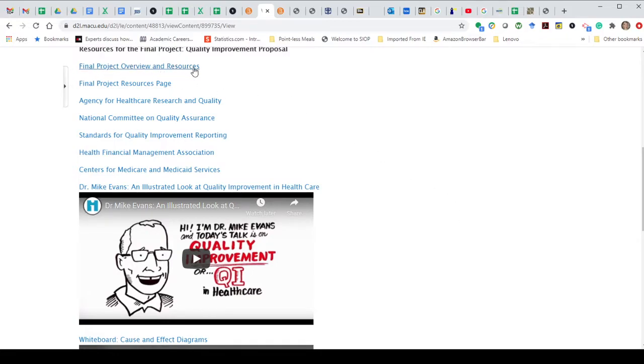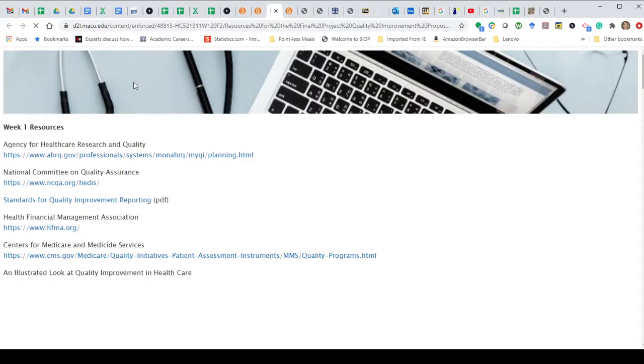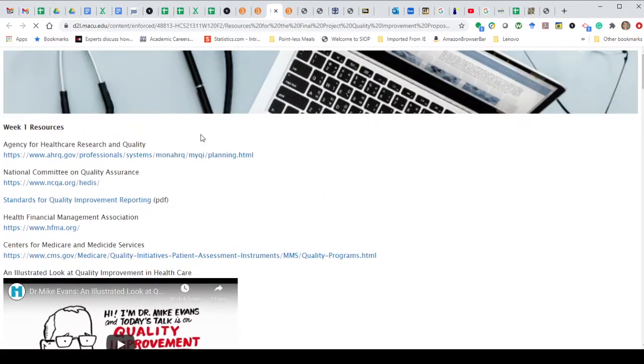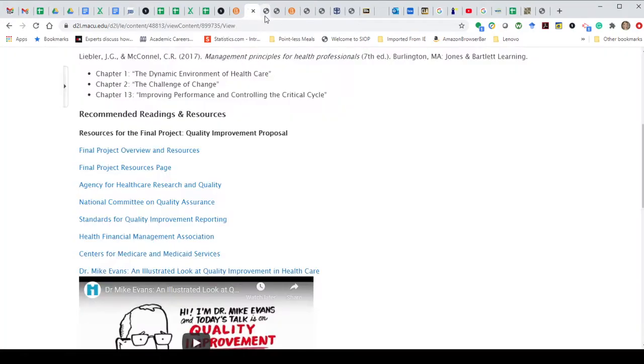Here's an overview and resources that you can use for your final project. The final project resource page gives you an outline and a template. Let's just go into it for a moment. Oh, well, these are additional resources. I think what I need to do is go back to the final project overview, because here you will see the overview of the project, the instructions, and it's not going to load for me.